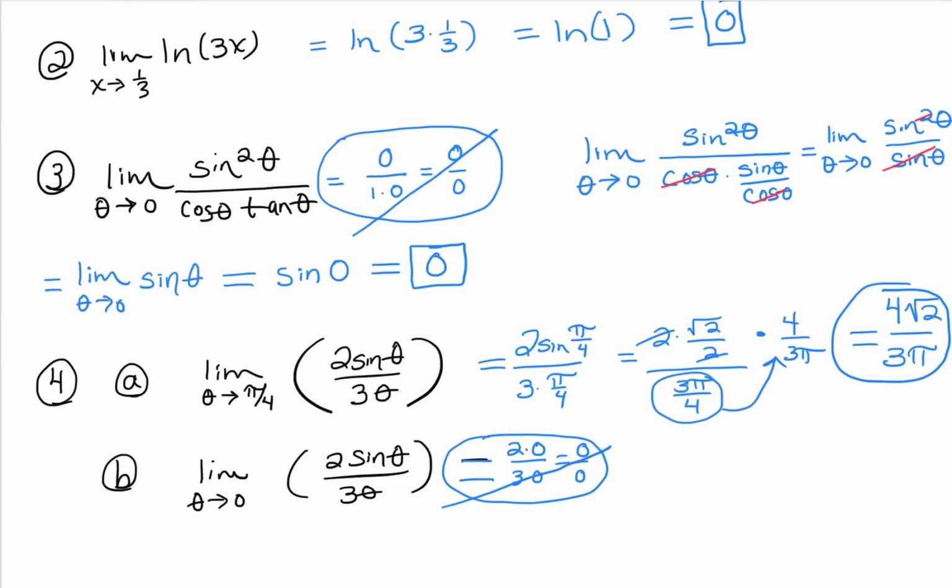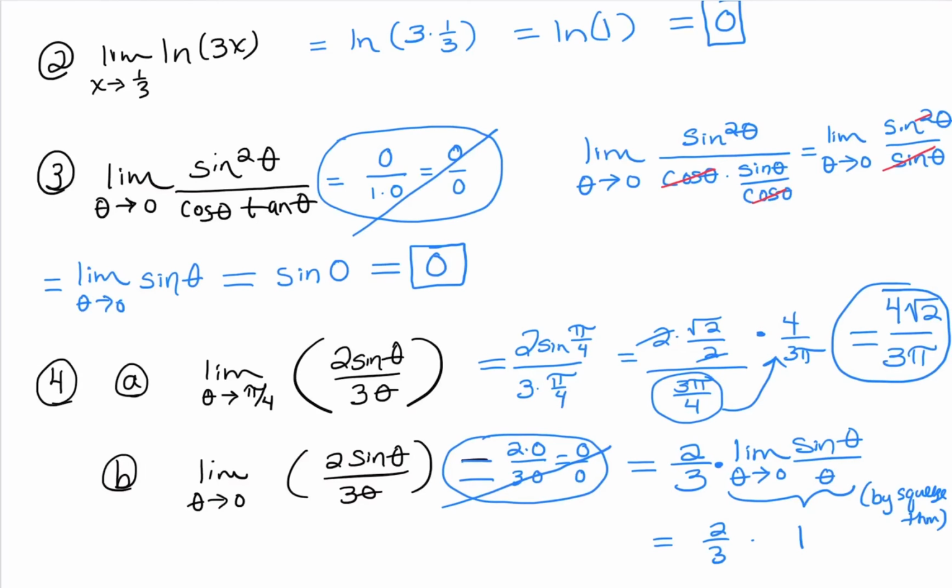But this is where I would say, this one we've proven. That constant multiple, you can carry this 2/3 out in front of that limit. That's one of our properties of limits, as a constant multiple times the limit as theta goes to 0 of sine of theta over theta. And this one we have proven. That's what we did in our last video. We proved this one by good old squeeze theorem. And so this was equal to 1. And so we have 2/3 times 1, and that, of course, is equal to 2/3.